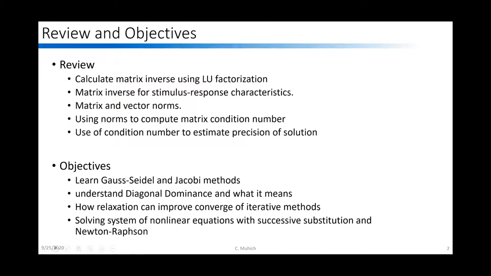Now we're going to step away and move into numerical approaches, particularly Gauss-Seidel and Jacobi methods. Then we'll talk about diagonal dominance and what it means for doing iterative methods, and then we'll move into our third topic, talking about relaxation, so how we can get improved convergence with iterative methods through relaxation. And then we'll talk about solving systems of nonlinear equations using successive substitution and Newton-Raphson.